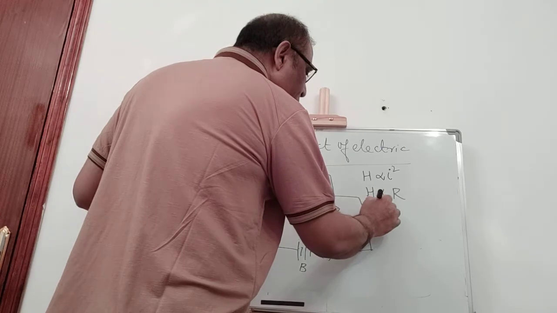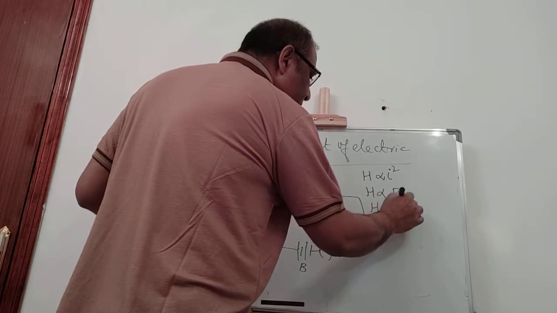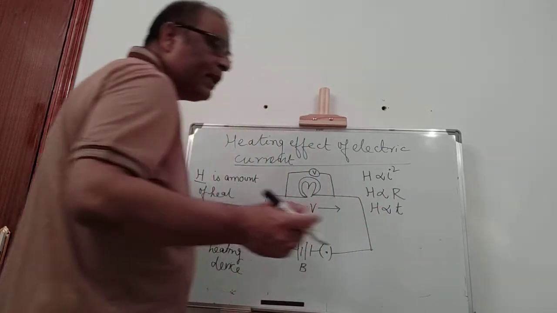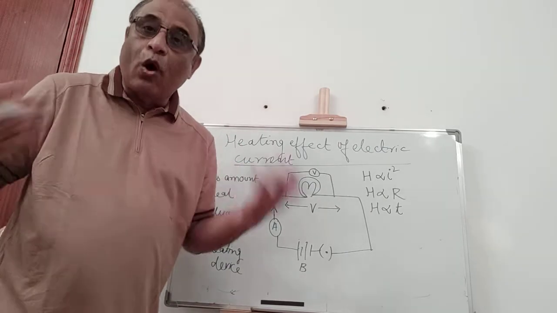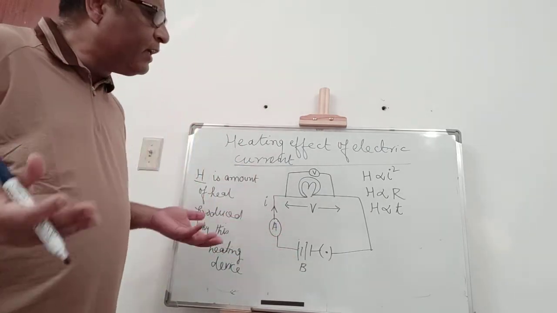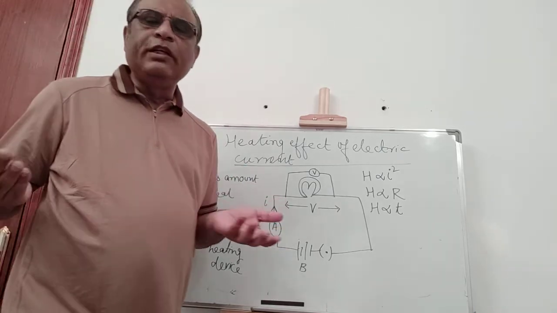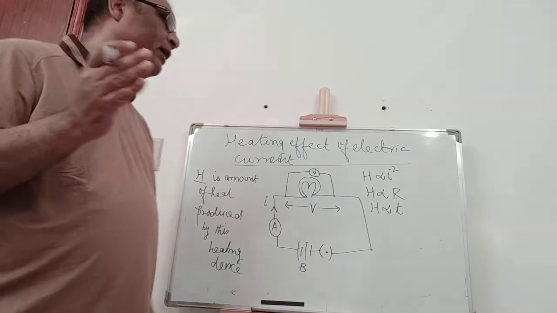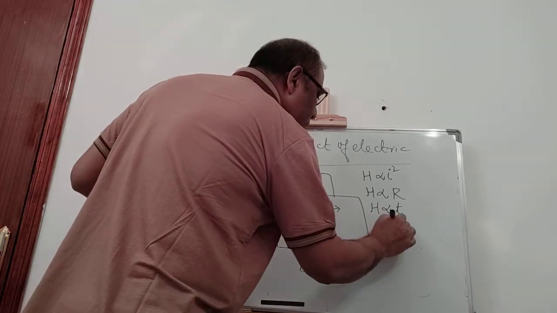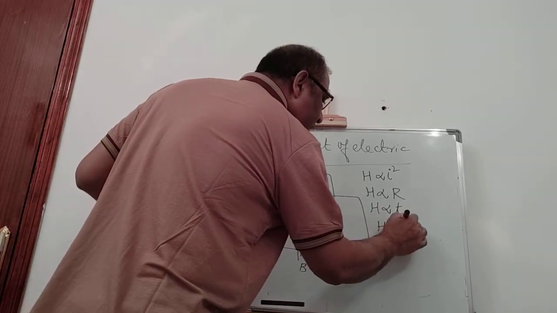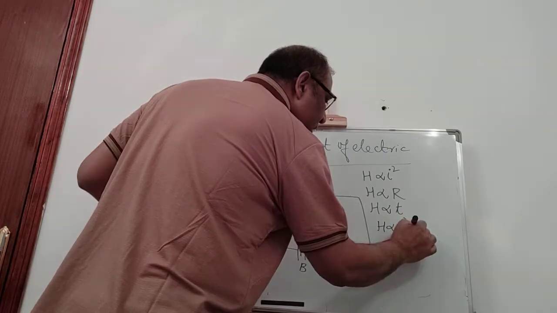And H is proportional to time. It is very clear that if the circuit continues and current continues for a long time, then definitely a lot of heat is produced. Then finally we conclude that H is proportional to I square R and T.